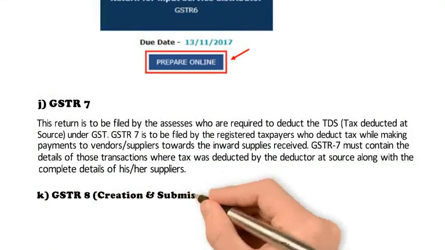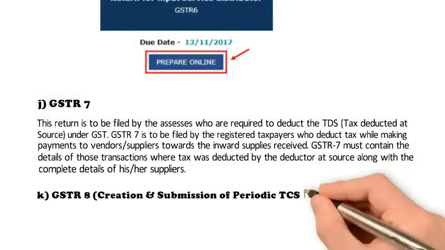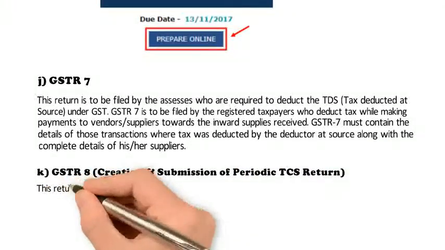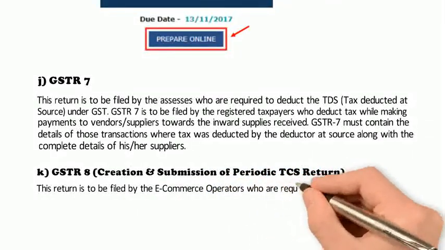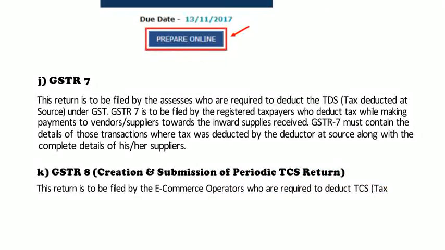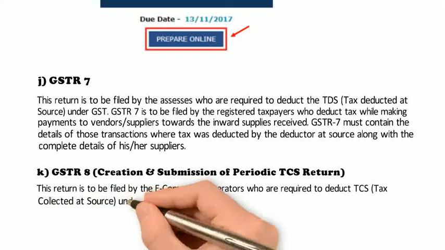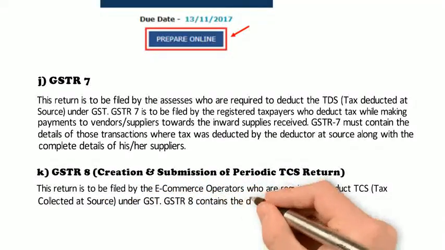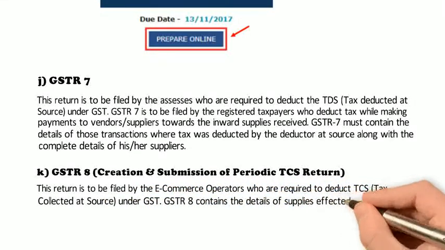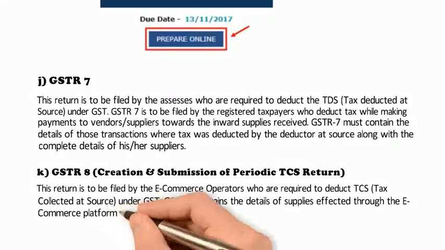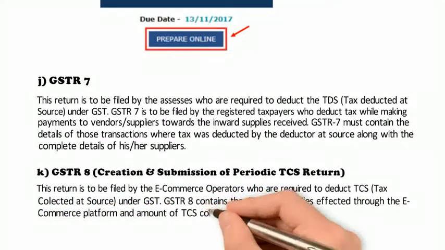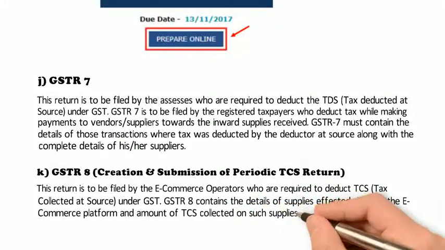GSTR 8, Creation and Submission of Periodic TCS Return. This return is to be filed by the e-commerce operators who are required to deduct TCS, tax collected at source, under GST. GSTR 8 contains the details of supplies effected through the e-commerce platform and the amount of TCS collected on such supplies.